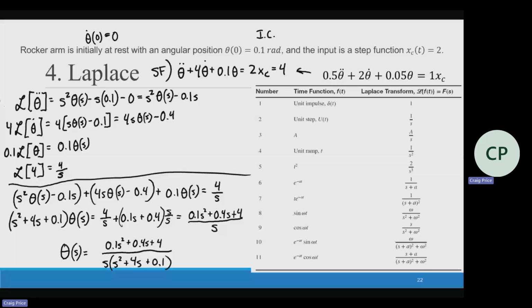Remember, one thing that really gets people a lot of times is the 4. So the 4 should be, everything's multiplied by 4 when I take Laplace transform of 4 theta dot. And then we plug them all back into the equation. We combine all the thetas together, get everything else to the other side, get a common denominator, and then we can solve for theta as a function of s.